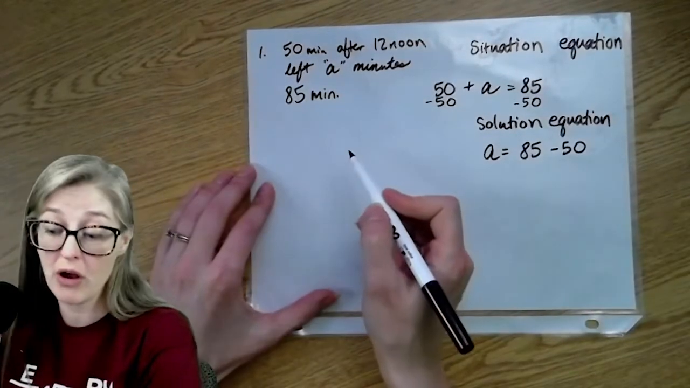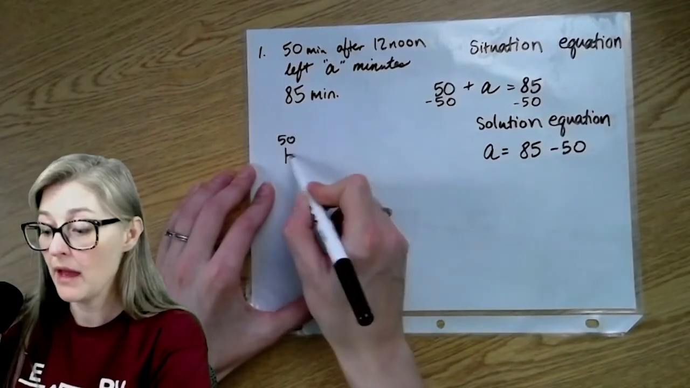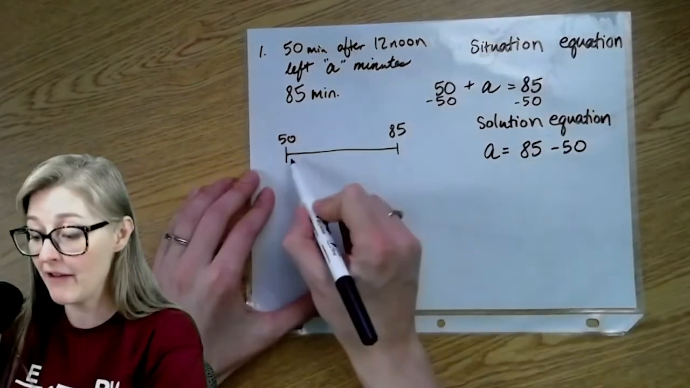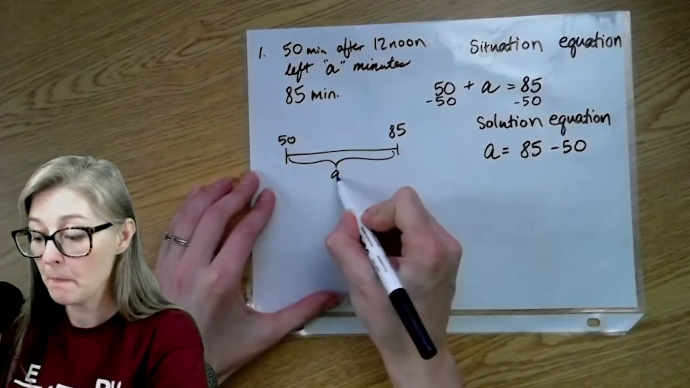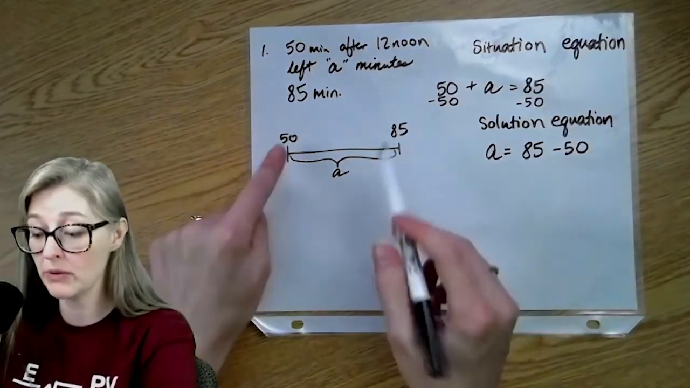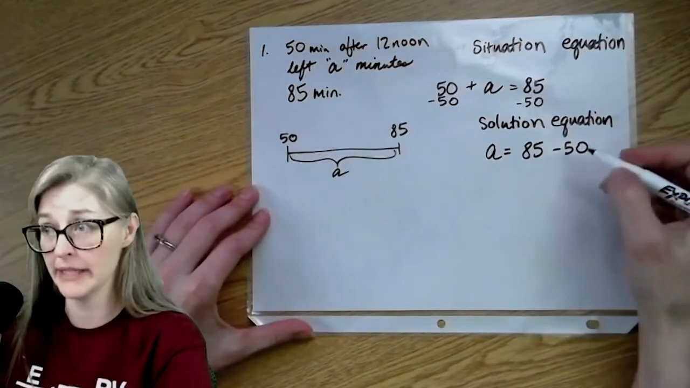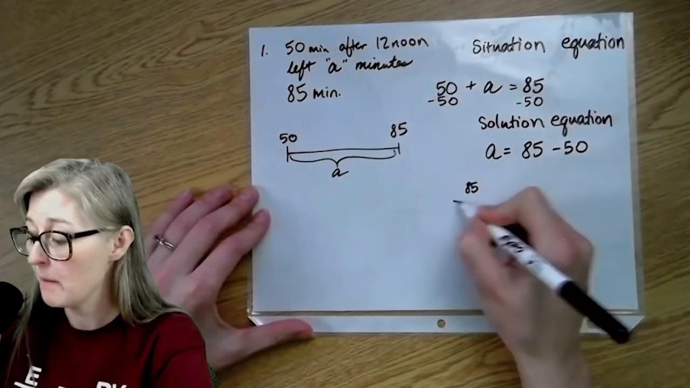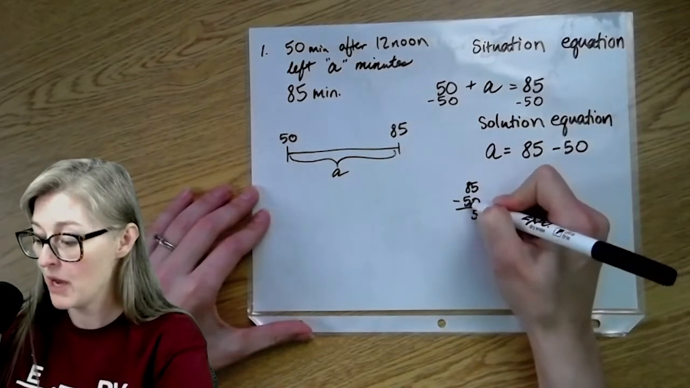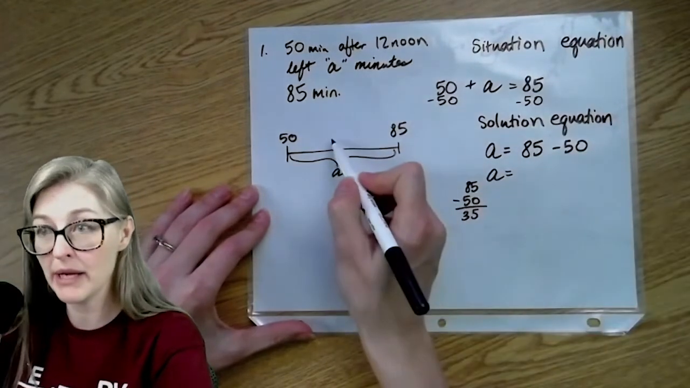I can also do a drawing. If I say, here's 50 and my number line keeps going, and I know that I get to 85, I've got to figure out how long is A. How much is between 50 and 85 on my number line? Well, let's see. 85 minus 50: 5 minus 0, 8 minus 5 is 35. A equals how many minutes?